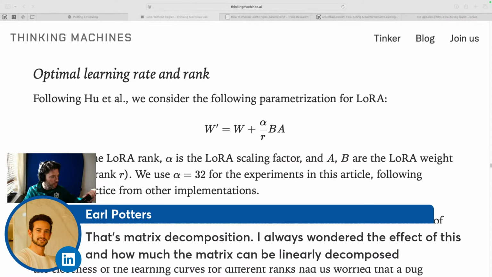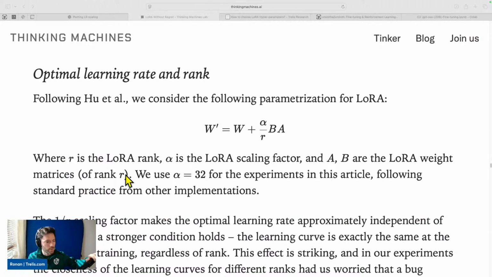Quick question or comment from Earl. Thanks, Earl. That's matrix decomposition. I wondered the effect of this and how much the matrix can be linearly decomposed. Yes. It's a way, yeah, I think that is true.